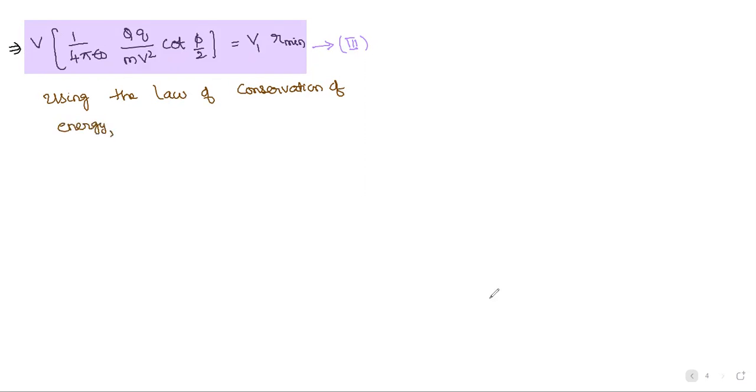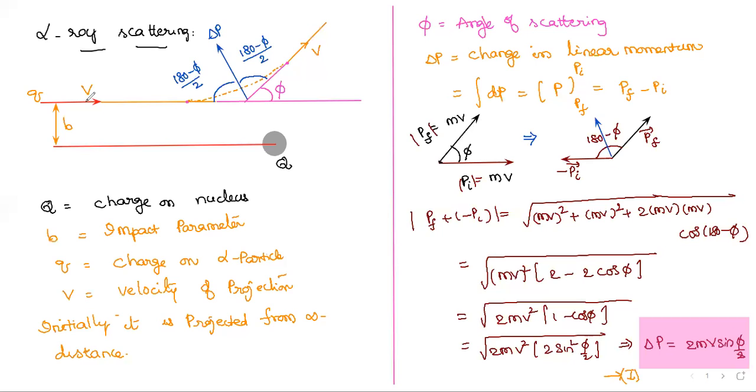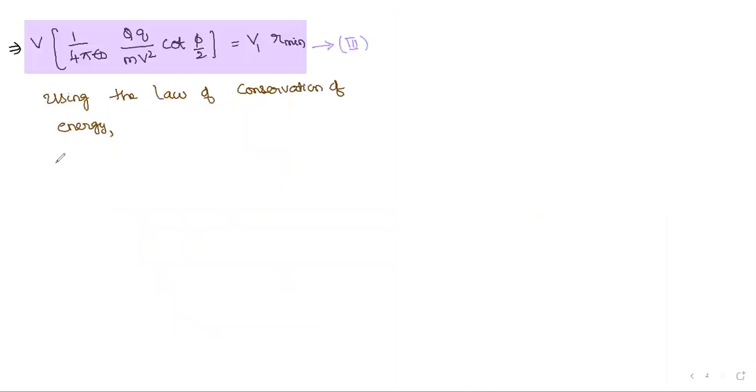Initially, I consider the distance already. I told you it is considered to be projected from infinite distance. Initial electrostatic potential energy is 0 and kinetic energy is half mv square. That I write here on this page. So initial potential energy is 0, kinetic energy is half mv square.